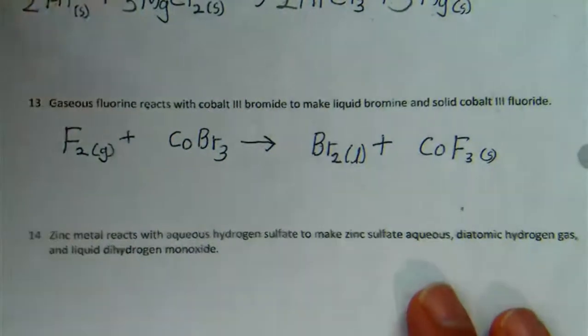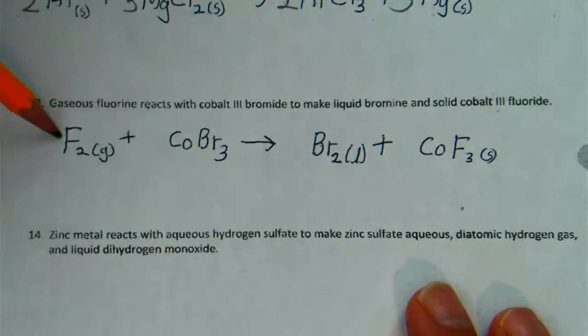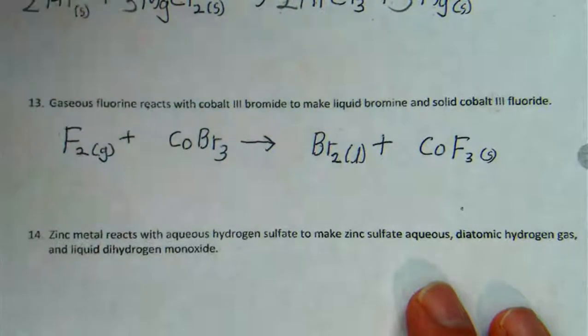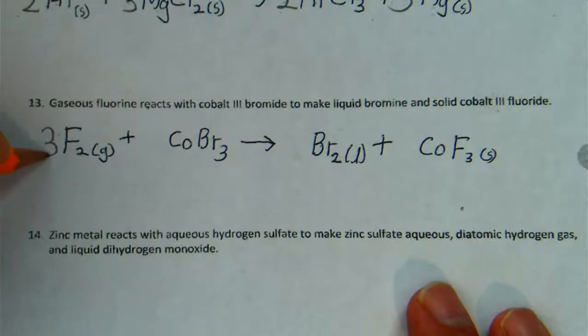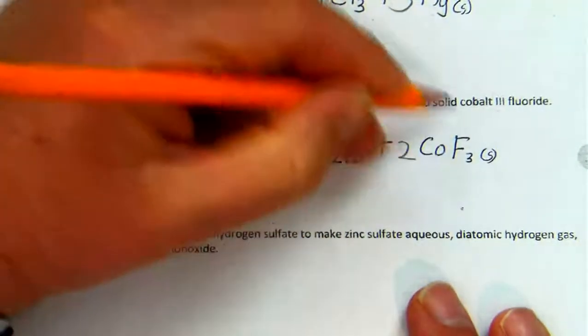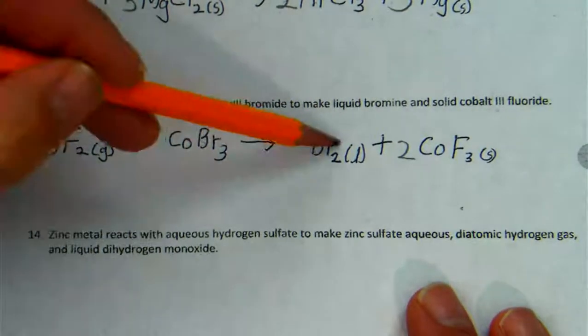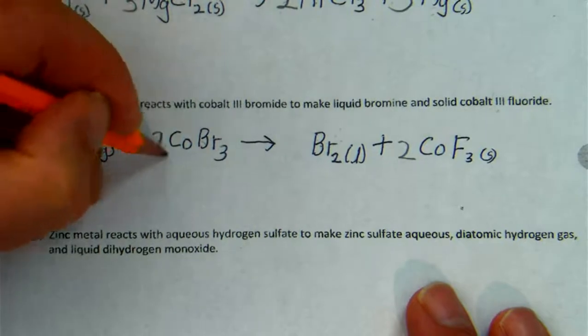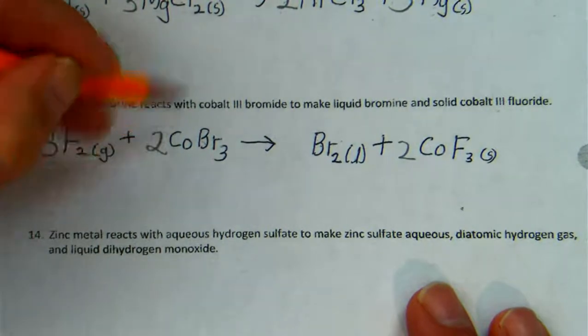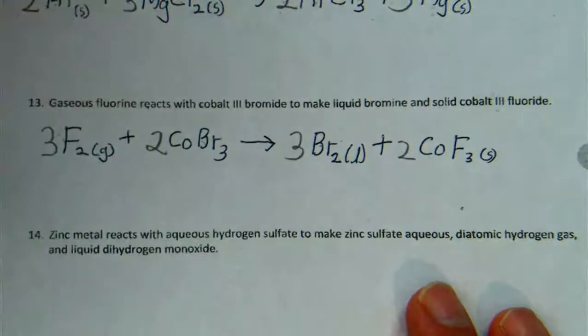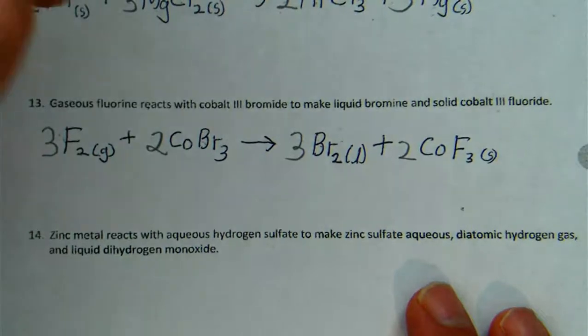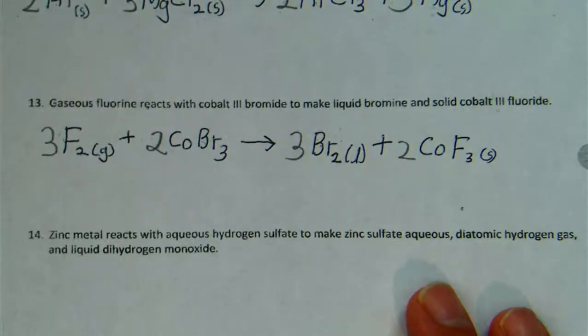And now to balance it, I see I have 2 fluorines on the left, 3 on the right. So let's try a coefficient of 3 on the fluorine reactant, a coefficient of 2 on the cobalt-3 fluoride product on the right. Same story with the bromines. I have a 3 and a 2. So let's try a coefficient of 2 on the second reactant and a coefficient of 3 on the first product. And check and see if I hit the desired result.